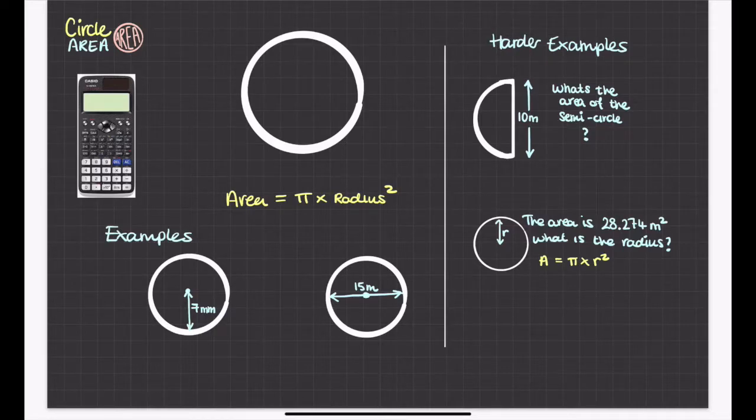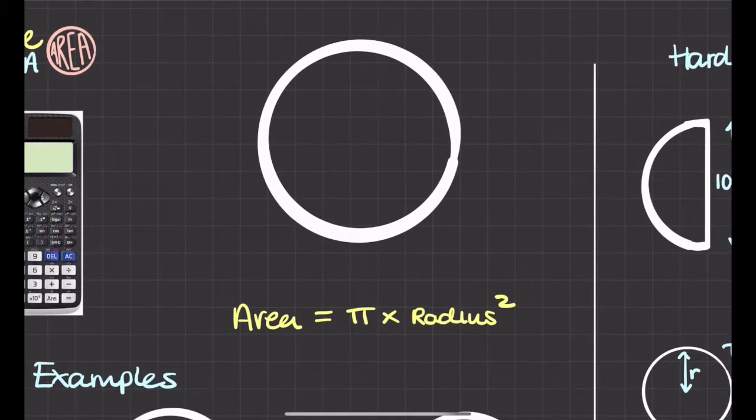Okay, so we're looking at the area of a circle. Now, in order to prove this, we actually need to do some really hard maths, and so you're going to have to just trust me. The area of a circle is given to us by multiplying this special number pi by the radius squared. Remember, the radius is the distance from the center of a circle to the edge of the circle, the circumference.